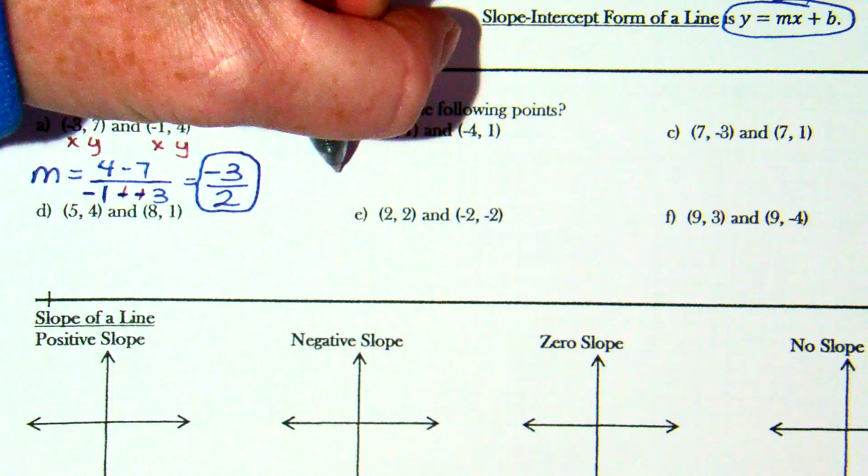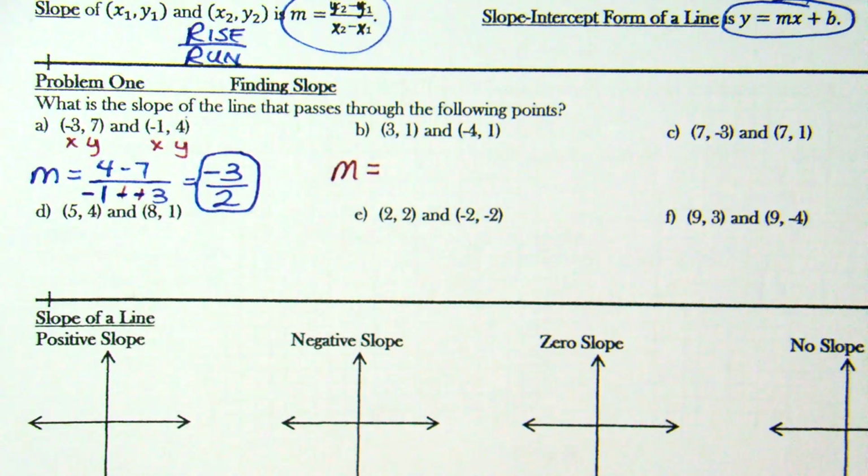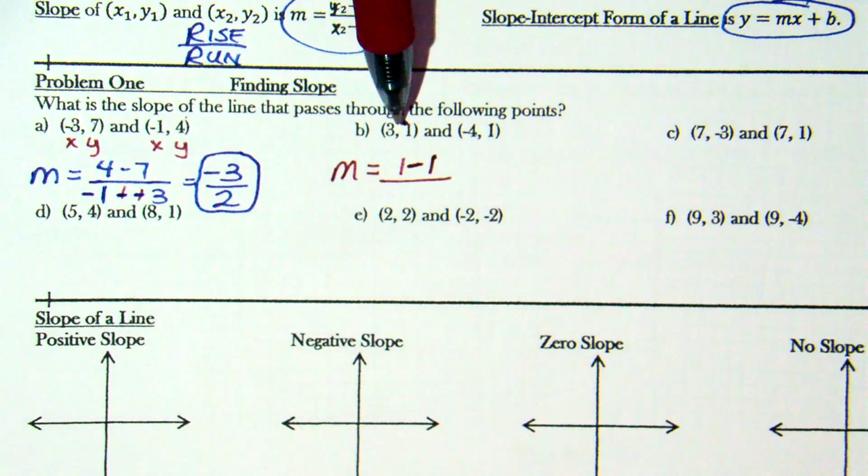Y minus Y on top. 1 minus 1. Don't have to argue about which one goes first there. So if we do 1 minus 1, or 1 minus 1, whichever way you look at it, what goes on bottom?